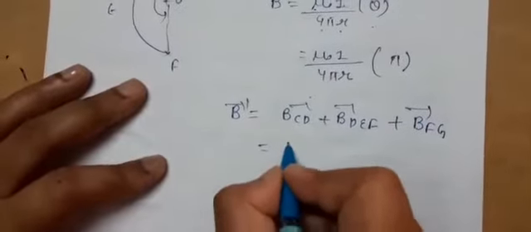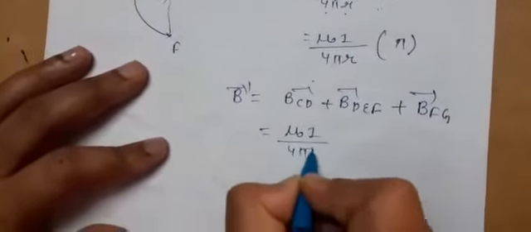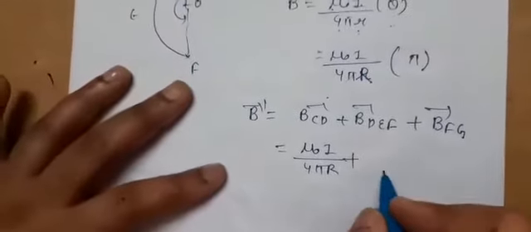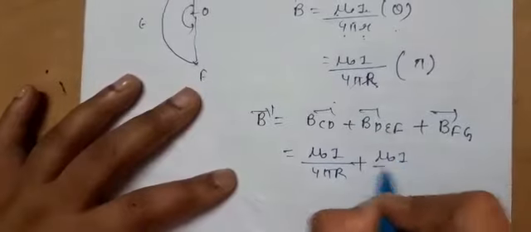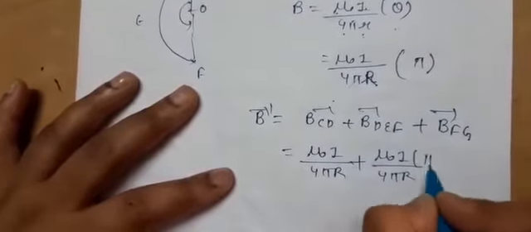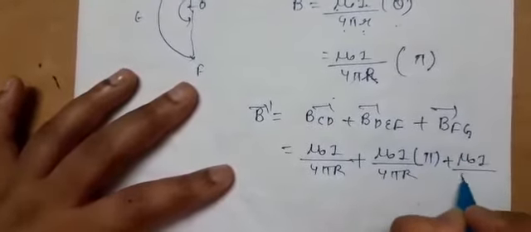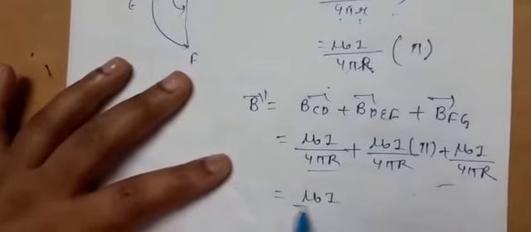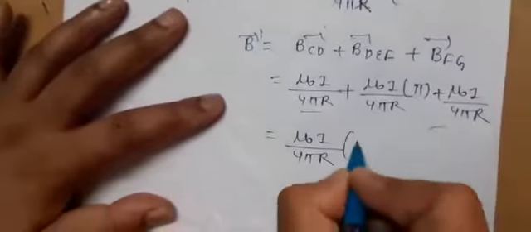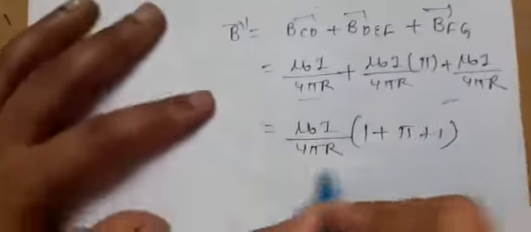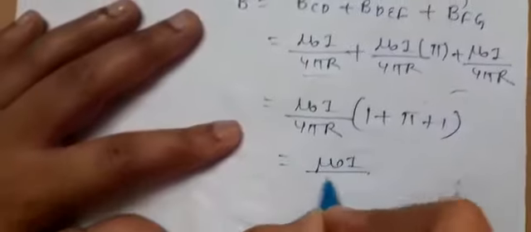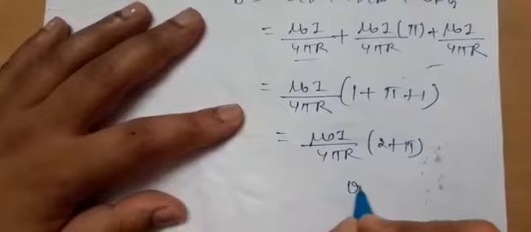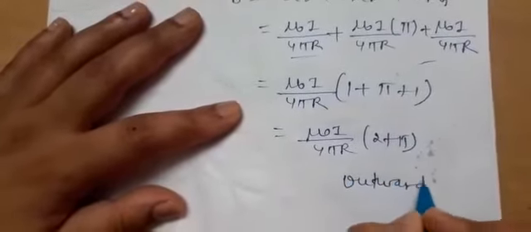So you will take, this is mu naught I upon 4 pi r, plus this will also be capital R, we have to use because its radius is capital R, plus mu naught I upon 4 pi r into pi, plus mu naught I upon 4 pi r. So of these, you can take mu naught I upon 4 pi r common, this is 1 plus pi plus 1. So mu naught I upon 4 pi r into 2 plus pi, and the direction of all is outward.